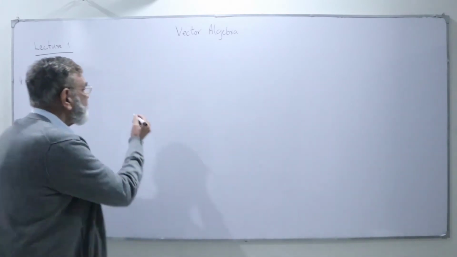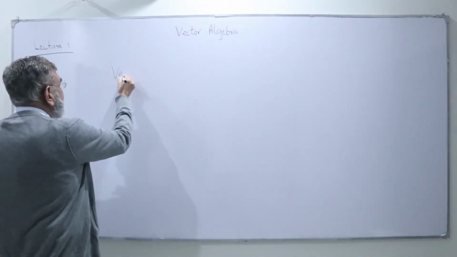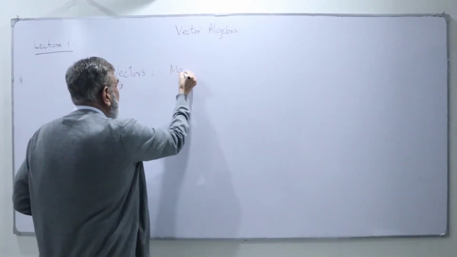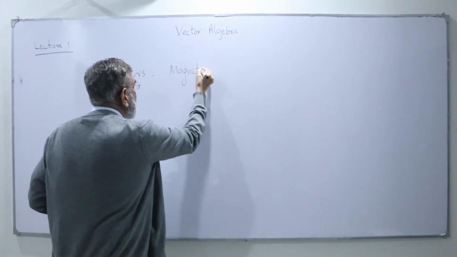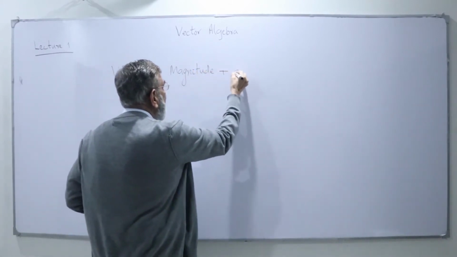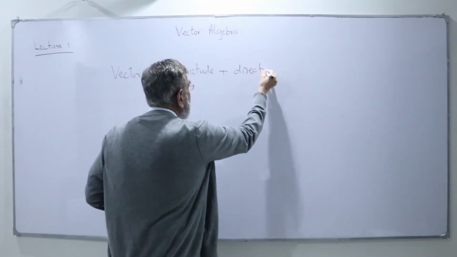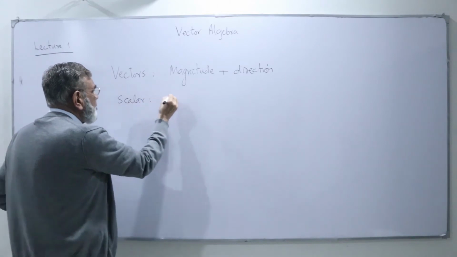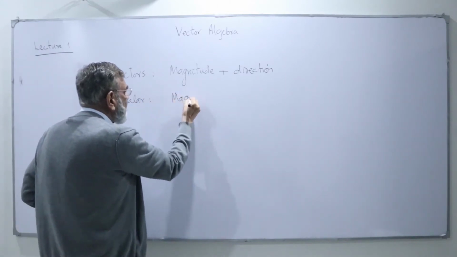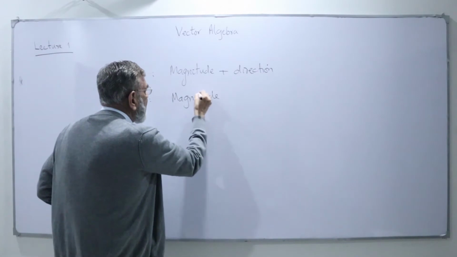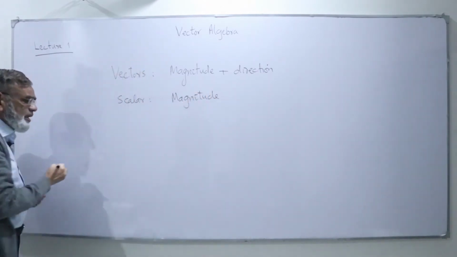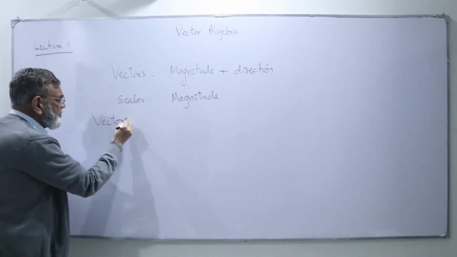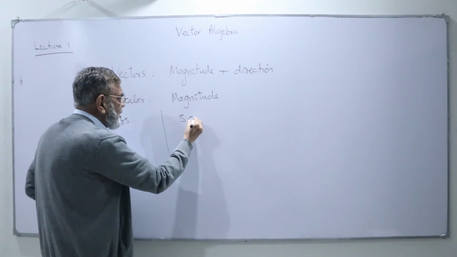So as I said, when we say vector, a vector has two quantities. We say it has magnitude and it has direction. A scalar quantity has only magnitude. In physics and also in engineering, we have different quantities. We say these quantities are the vector quantities, and these are scalar quantities.